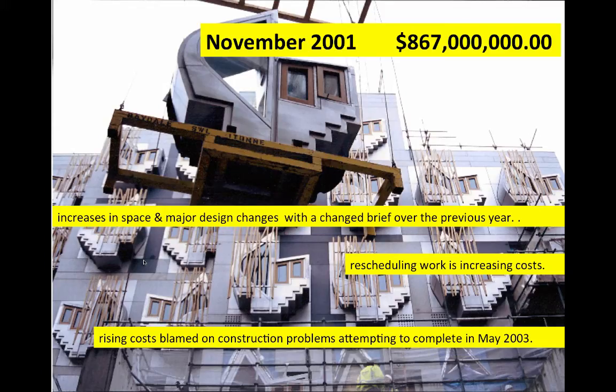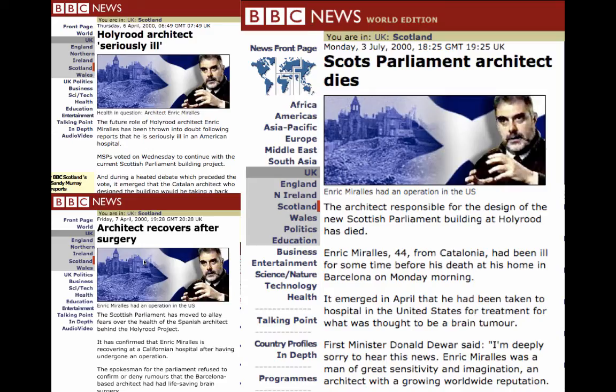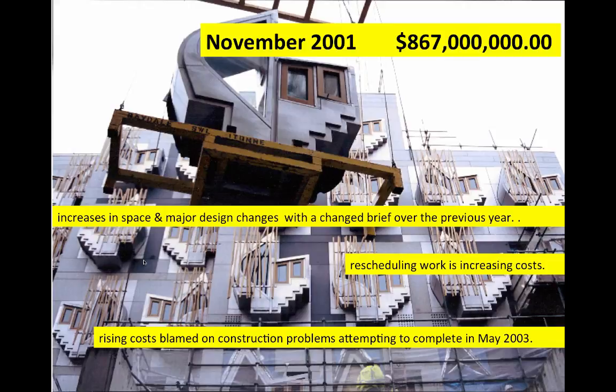In November 2001, the project had to be increased again to $867 million from $612 million. This is like every 12 months almost. And this is a small country. I mean, Scotland's not a big country; it's a small country. This is a huge impact. This means schools don't get built. This means hospitals don't get built. Because money has to come from someplace.